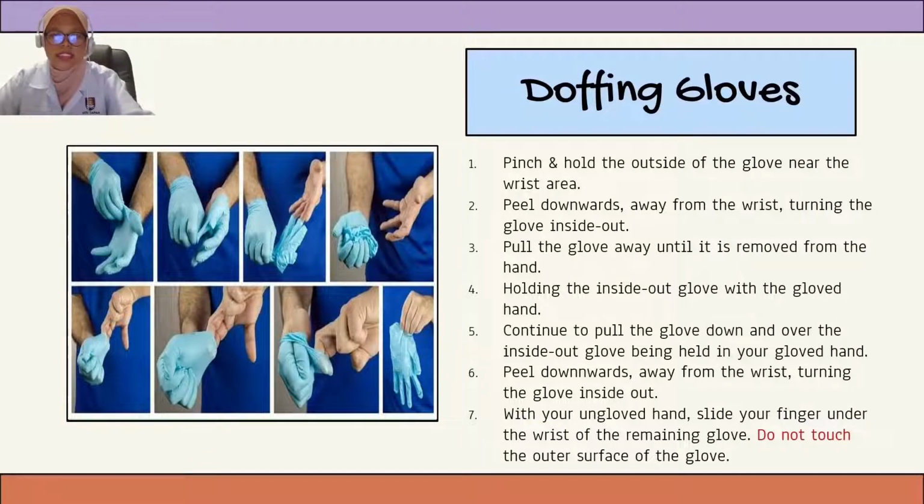And while holding the inside out glove with the gloved hand, you continue to pull the glove down and over the inside out glove being held in your gloved hand, and you pull downward away from the wrist, turning the glove inside out. With your ungloved hand, slide your finger under the wrist of the remaining glove and make sure you do not touch the outer surface of the glove with your bare hand because it is exposed to chemical.